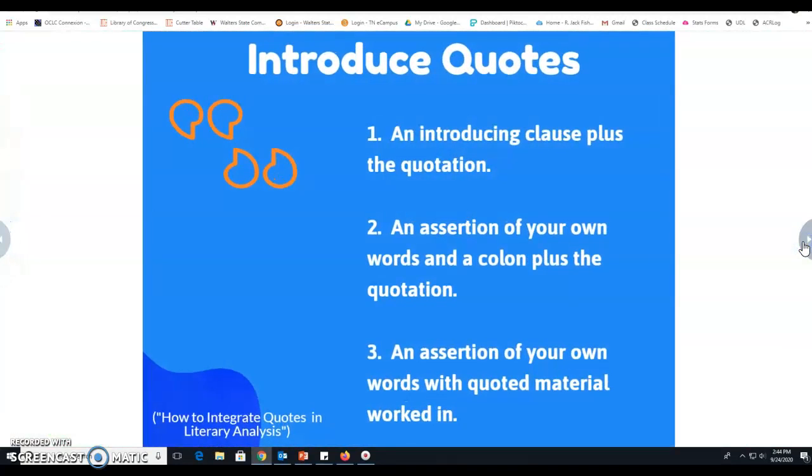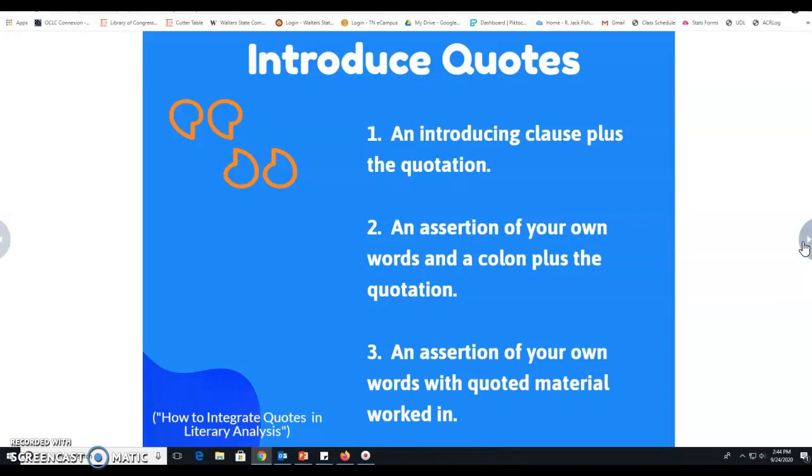So when you're introducing quotes in literature, you can do it in different ways. You can have an introducing clause and then the quotation, and that's really what I've done in both the examples I've given you. I've had my own words and my own explanation introducing what's going to happen in the rest of my sentence, and then I have the quote.